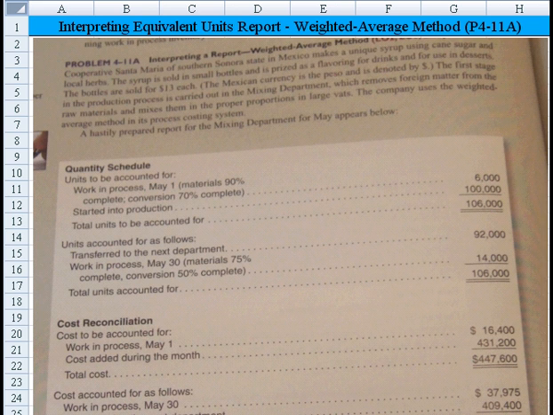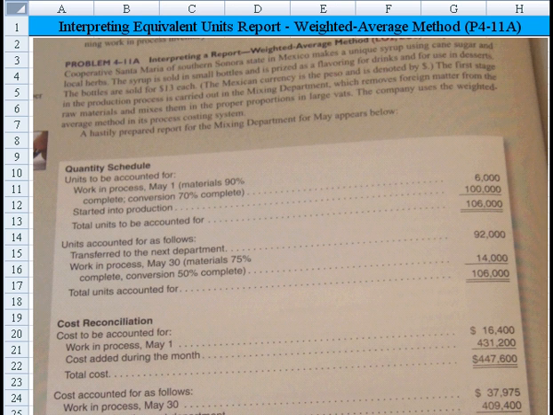The first stage in the production process is carried out in the mixing department, which removes foreign matter from the raw materials and mixes them in the proper proportions in large vats. The company uses the weighted average method in its process costing system. There was this hastily prepared report that you see on the screen in the lighter shade in front of you for the mixing department. Now, the Cooperative Santa Maria has just been acquired by another company, and the management of the acquiring company wants some additional information about Santa Maria's operations.